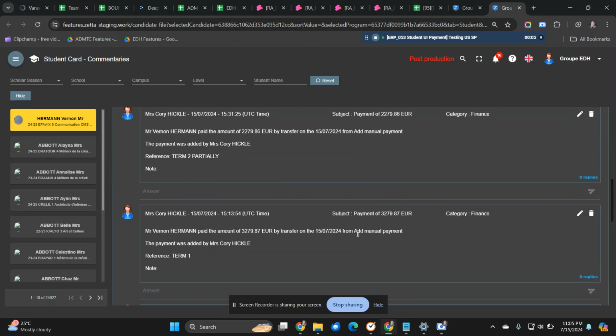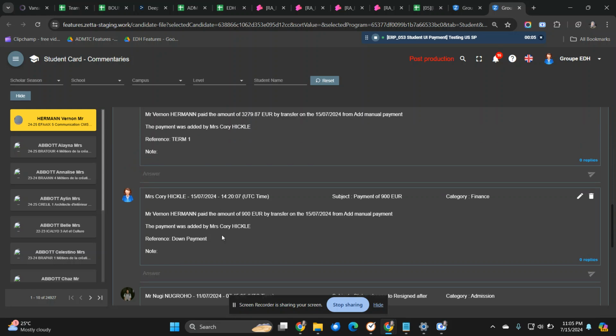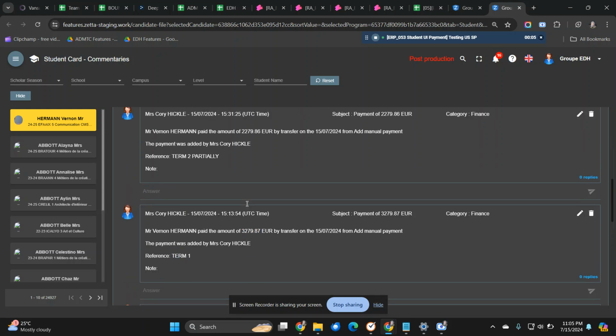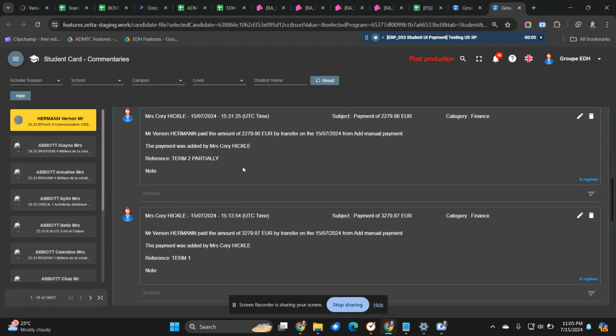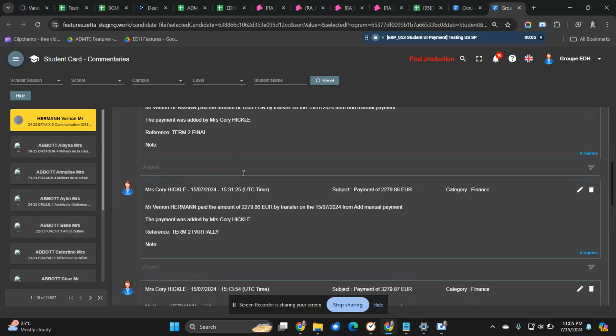Okay, so before, I paid the down payment TP, and I did it as partially paid, but this is not displayed or recorded with the amount of the partial payment of the term that I have already paid. Okay.